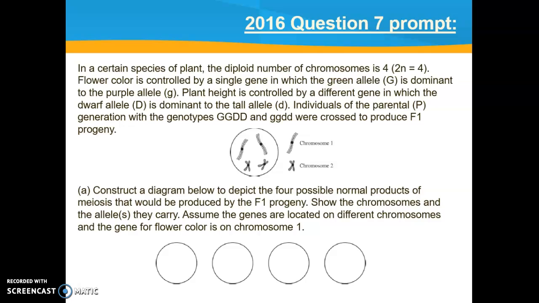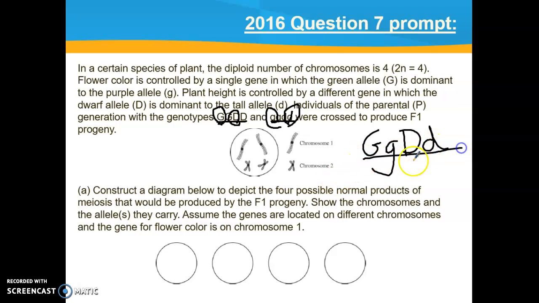Okay, so a couple things to pay attention to. They're telling you the P generation is this crossed with this, and they're producing an F1 generation. So if these are the parents, this parent can only give a big G, and this parent can only give a little g. So the F1 generation is going to be heterozygous for flower color. Also looking at plant height, parent 1 can only give this, parent 2 can only give this. So the F1 generation that would be produced from these parents would be completely heterozygous. This is a key thing to understand to help you with part A.